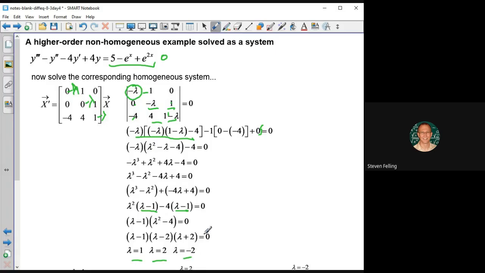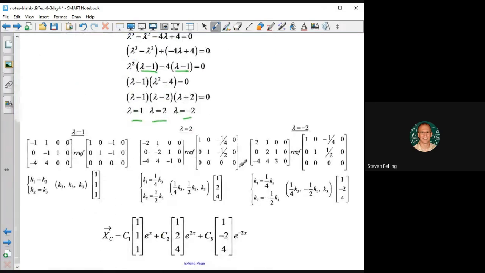And then to proceed, we would find a corresponding eigenvector for each one. So for the lambda 1, we could go back and calculate that with 0 for right-hand side, do RREF, take the equations, and then we get that K1 is equal to K3 and K2 is equal to K3. So 1, 1, 1 is a convenient eigenvector.